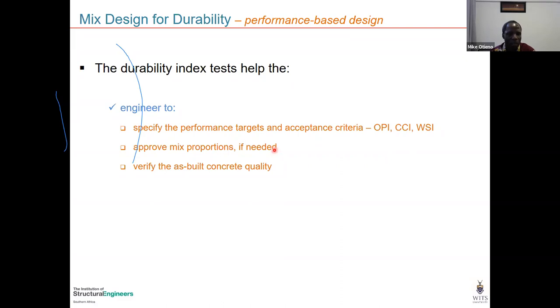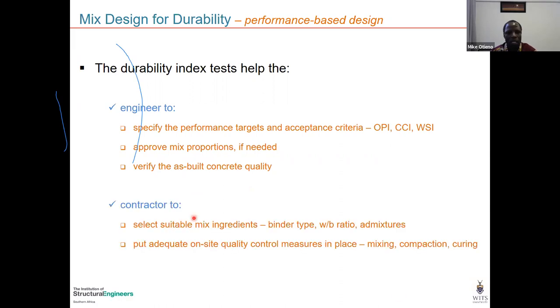And this happens from time to time, that engineers are asked to approve mixes. So this test can also help us in that regard. And it can also help after construction to verify the as-built concrete quality. This is quite important so that you can ensure that what you designed and specified has actually been achieved by the contractor.